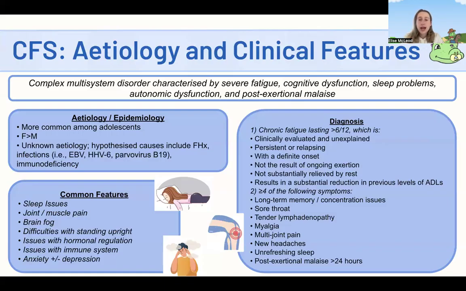It's not the result of, say, a child being in high performance sport. It's not relieved by rest. And the child or young person has a much lower ability to carry out their ADLs. And there's 4 or more symptoms, including memory or concentration issues, and other symptoms like sore throat, lymphadenopathy, myalgia, joint pain, new headaches, their sleep's not refreshing, and post-exertional malaise that lasts more than 24 hours.